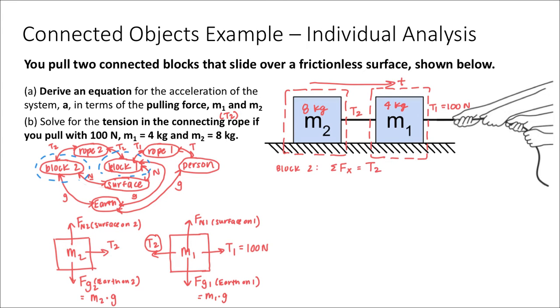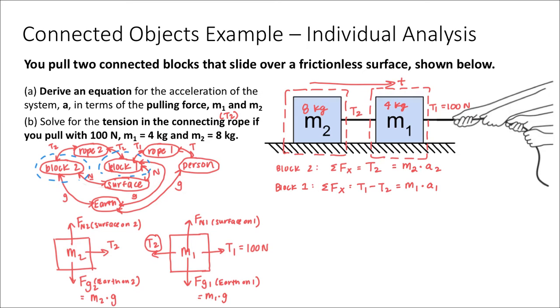Now for block 1, I have two forces in the horizontal direction, T1, which is pointing in the positive direction, and T2, which is pointing in the negative direction using the coordinate axis I've defined. Since I know that the net force is also equal to the mass of the object times its acceleration, I can write out the net force like so. The block 2 net force will look like m2 times a of block 2. And for block 1, that would be the mass of block 1 times the acceleration of block 1.